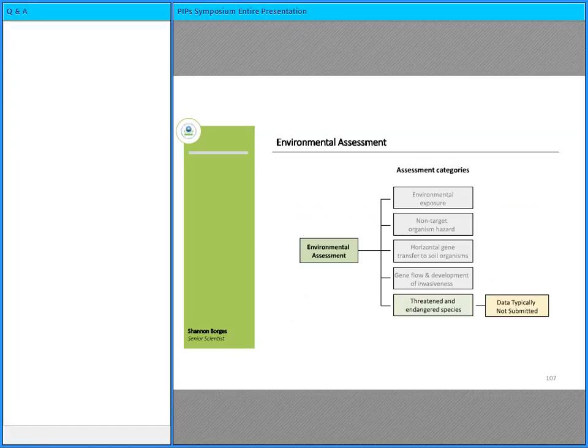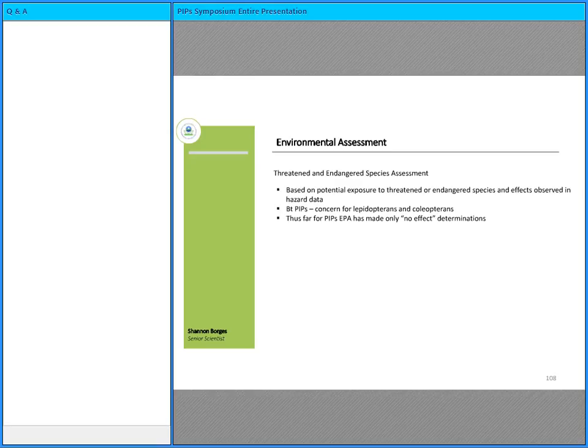And last but not least, we also do have to make a determination about the potential risk to threatened and endangered species. And these are not something that we typically require data for. This is a determination that we do on our own. And it's based on the potential exposure to threatened and endangered species and their critical habitats, and determined based on the effects and the environmental hazard data that we get.